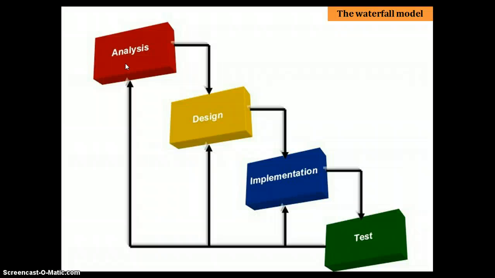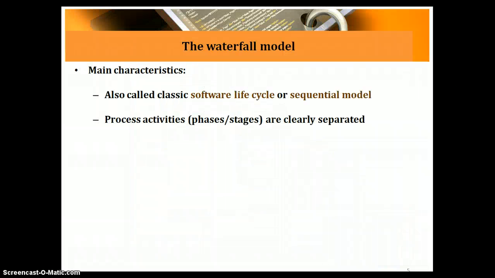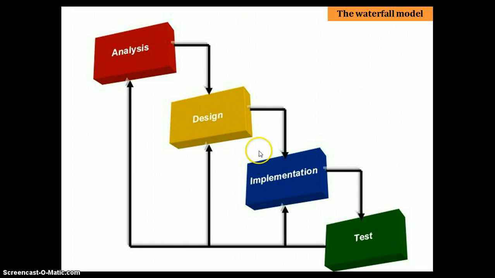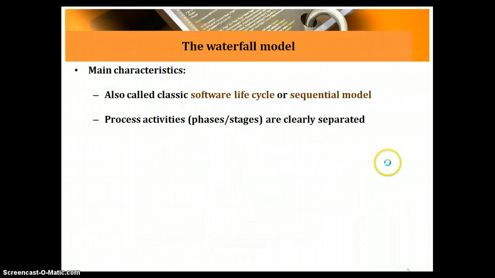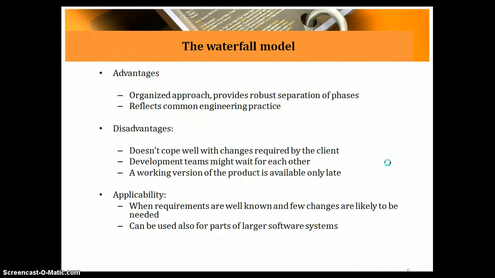On the next slide you can see the main characteristics. It is also called the software lifecycle or sequential model. The main characteristic is that process activities are clearly separated. As you can see, every phase is clearly separated here. Advantage: it is very simple and it reflects common engineering practice. Disadvantage, I have already described: it doesn't cope well with changes. Development teams might wait for each other.